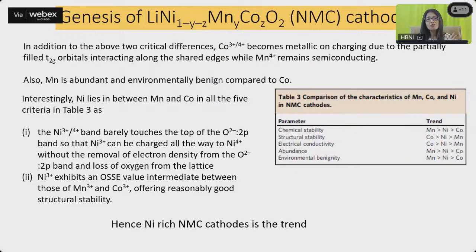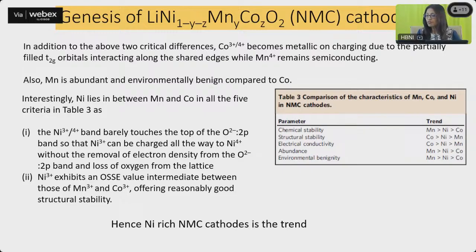In addition to these two differences we discussed, Co3+/4+, please remember, becomes metallic on charging due to the partially filled t2g orbitals interacting along the shared edges, while Mn4+ remains semiconducting. So that is another big factor. And also Mn is abundant and environmentally benign compared to cobalt. So that is why Mn has a lot of advantages when you are reducing a little bit of cobalt and adding in a little bit of manganese to this NMC cathode.